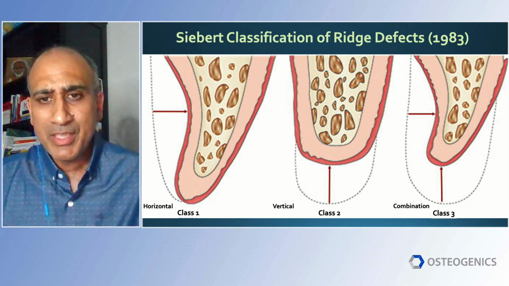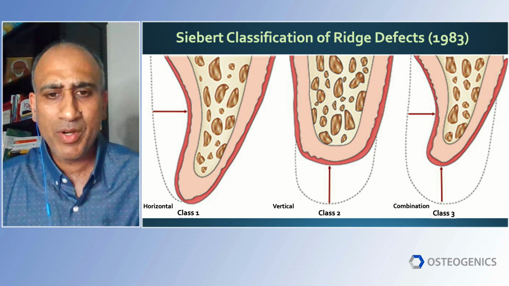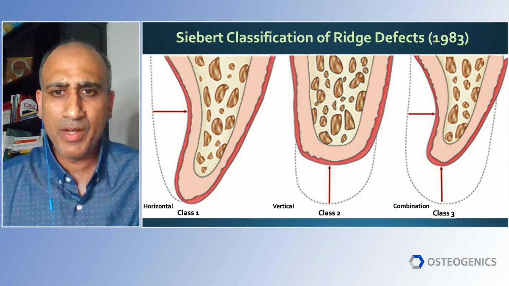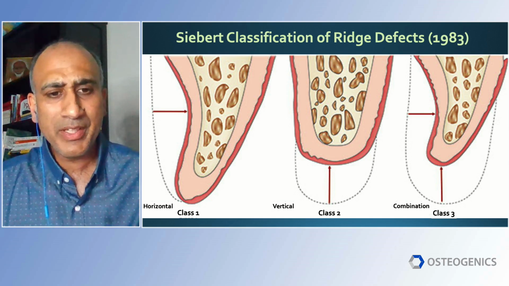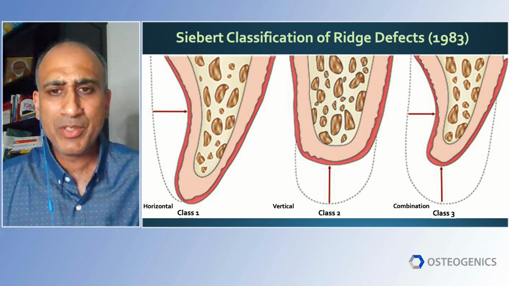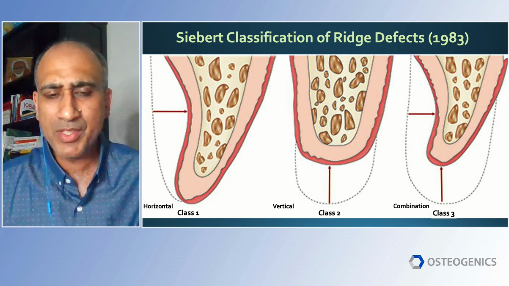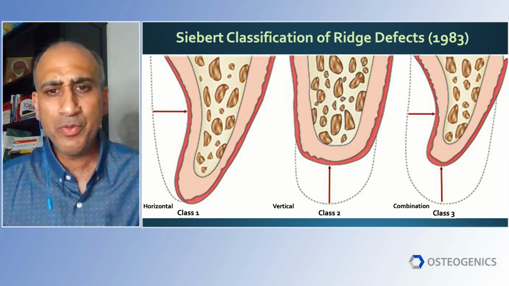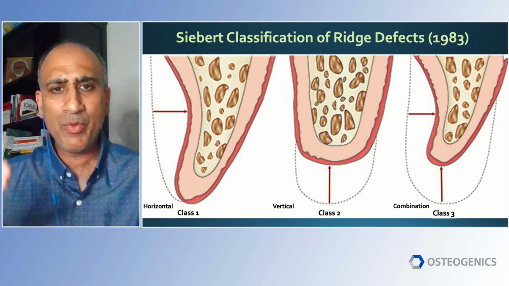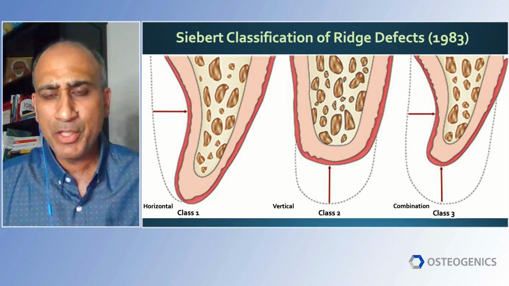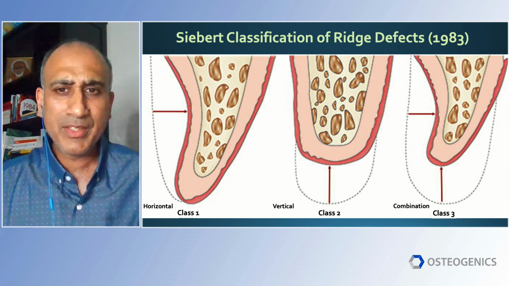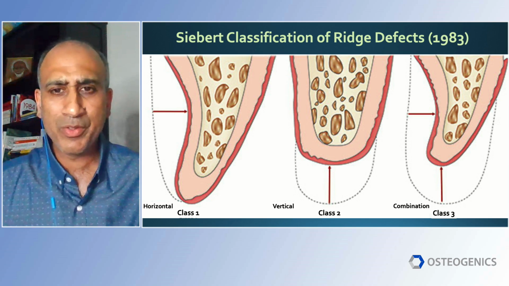So I often use a Siebert classification of ridge defects where we have 3 classes, class 1, class 2, and class 3. A class 1 Siebert deficiency is one which is purely horizontal in nature. A class 2, we have good horizontal width, but we were lacking dimension vertically. And a class 3 is a combination horizontal and vertical deficiency.